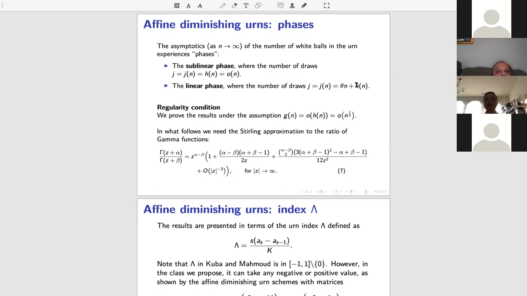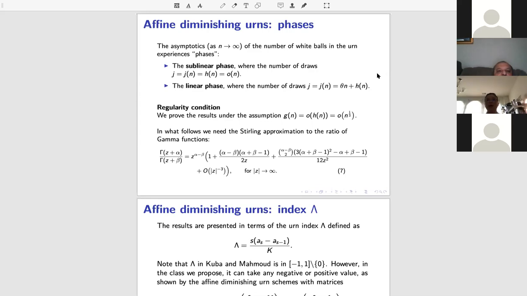And we find that we can have two distinct phases. The sublinear phase, where the number of draws j is some hn, and this hn is a function of order lower, or little o, of n. And we have the linear phase, where the number of draws j is a fraction of n plus some lower order term.